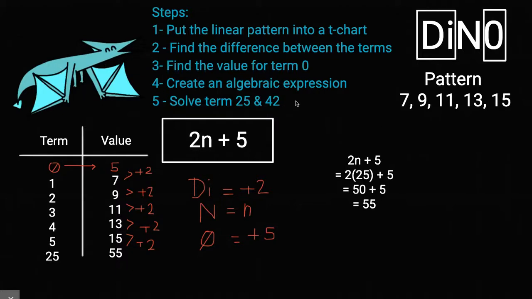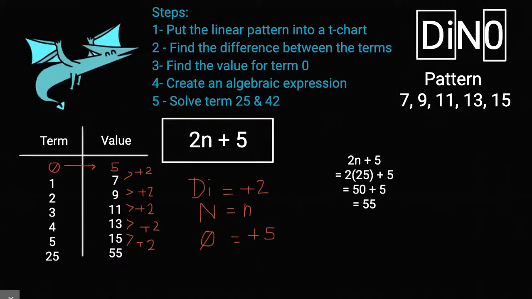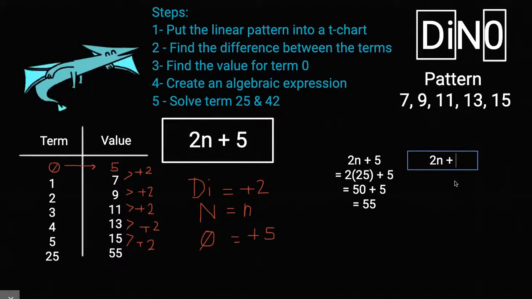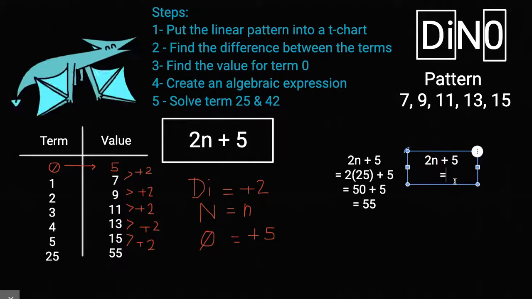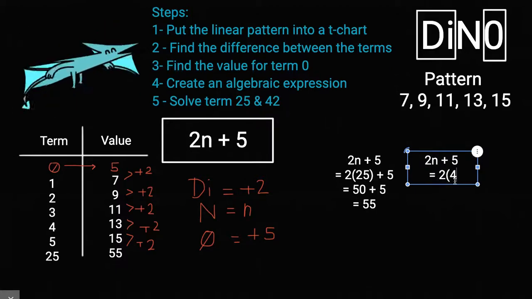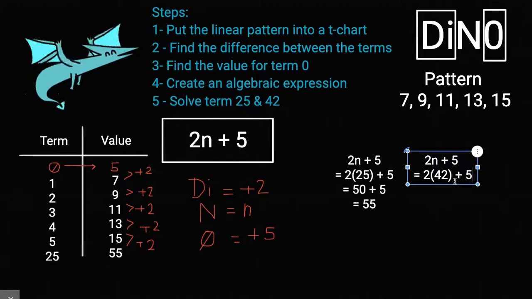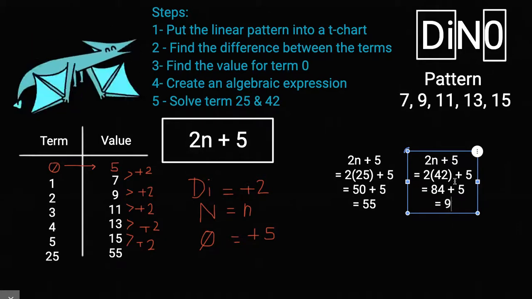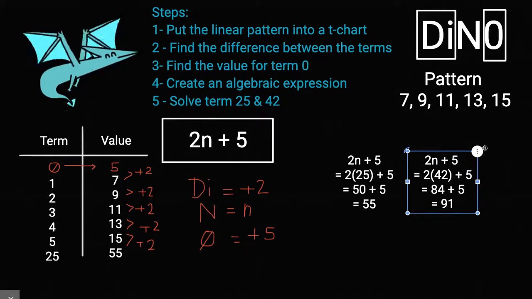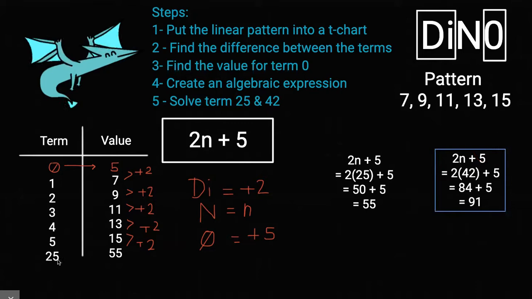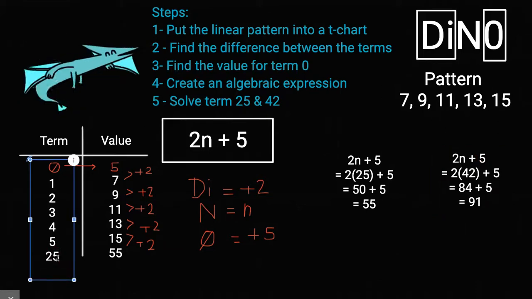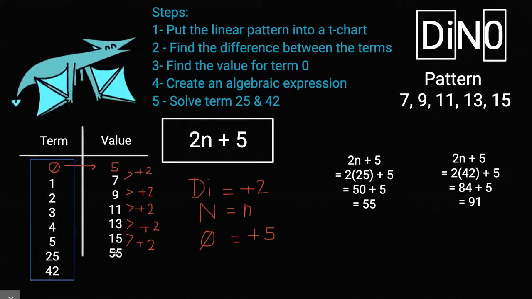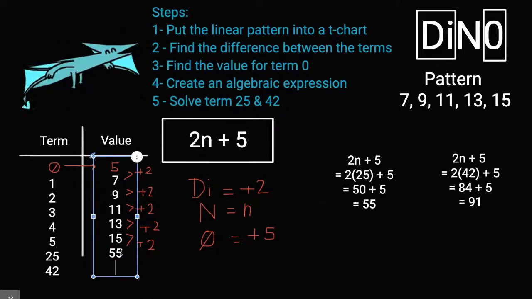So I'm also asking you to find term 42. So again, I would use a text box. I would start by writing my expression in, 2n plus 5. I would replace my variable with the term I'm looking for, so 2 times 42 plus 5. 2 times 42 is 84 plus 5. And then my final answer is 91. So what that tells me is that when my term is 42, my value is 91.